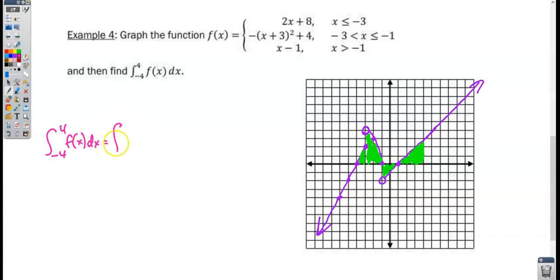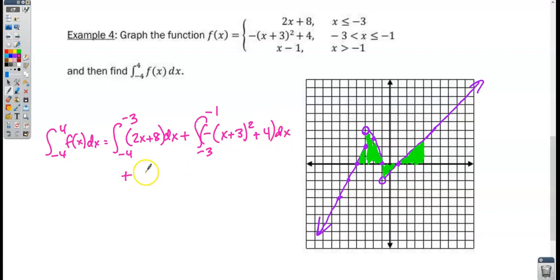the integral from -4 to -3 of 2x plus 8, plus the integral from -3 to -1 of the opposite of the quantity x plus 3 squared, plus 4, plus the integral from -1 to 4 of the quantity x minus 1. And those integrals will work out whether the curve is above or below the axis for me. It will count what's below the axis as negative value towards my total integral.